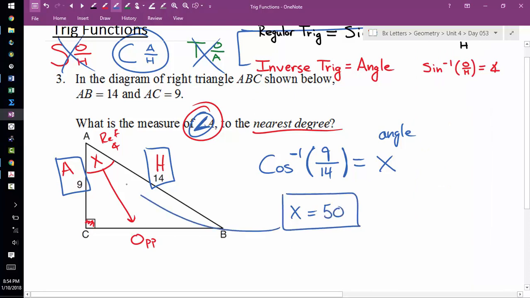In your diagram, if you call it X, you're allowed to use that variable in your final solution. You don't have to say the measure of angle A equals 50. So long as it's listed in the diagram, you can box off X equals 50.